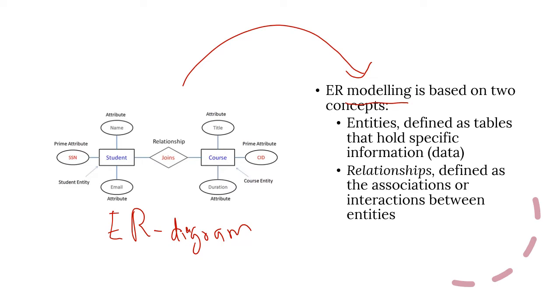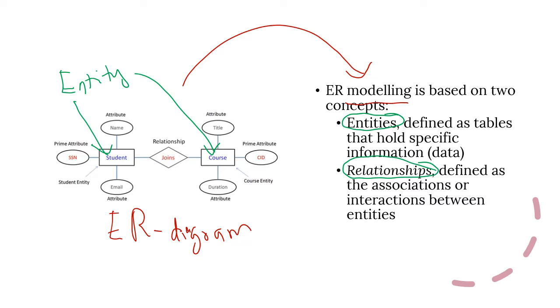ER modeling is based on two concepts. The first is entities, the second is relationships. From this example, which is the entity? The student is the entity. The other one is course, which is also an entity. So what is an entity? Again, an entity is any object. Remember, any object, usually with attributes, with characteristics.